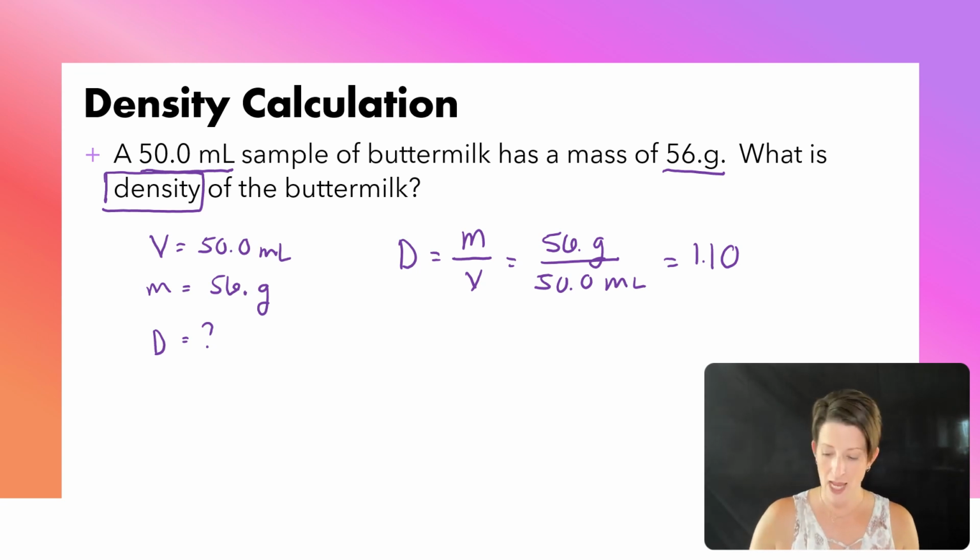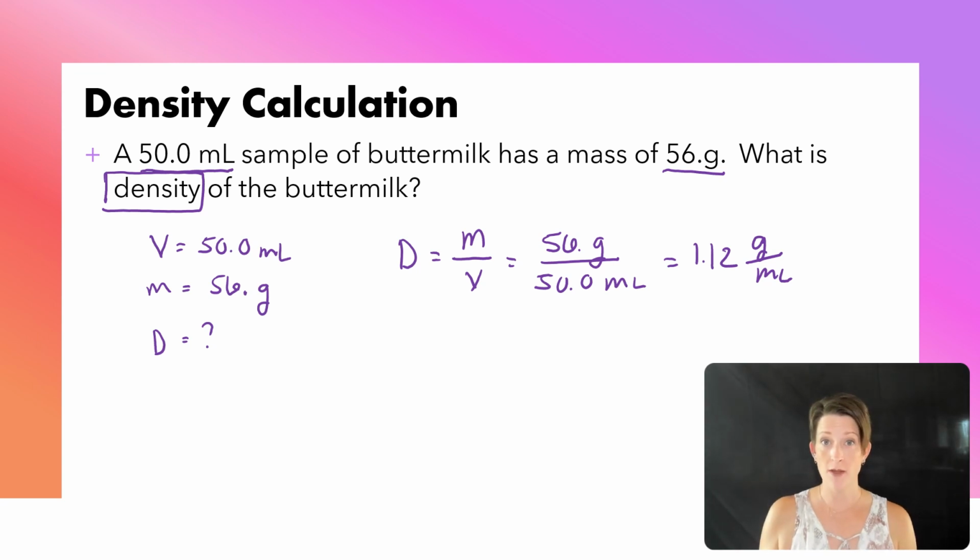No, I'm not. I'm going to get 1.12. All right, and then the units, because they're not the same unit, they don't cancel each other out. Therefore, they have to say grams per milliliter. That is density. Last thing we have to do, check your sig figs.